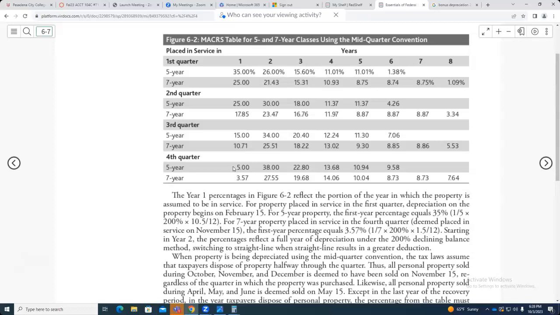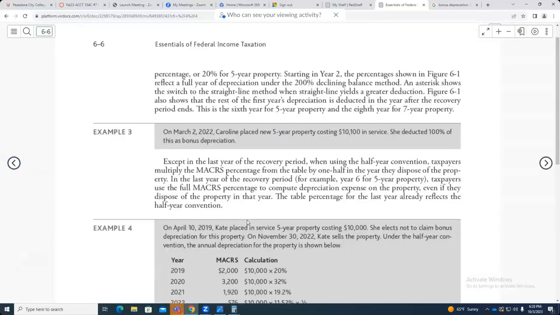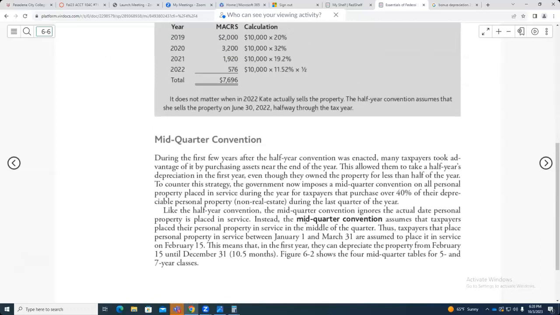So the table is given. All you need to do is just understand the table, but you're not going to do it manually. You just need to enter into your software which quarter you are using, mid-quarter convention or half-year convention, and then do it based on that. So how would you choose which one is better than the other? Like, why would you use mid-quarter as opposed to half-year?